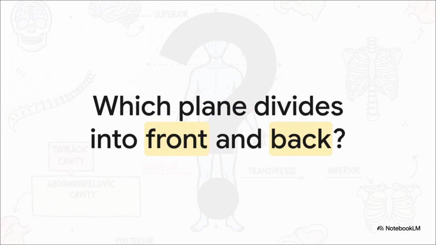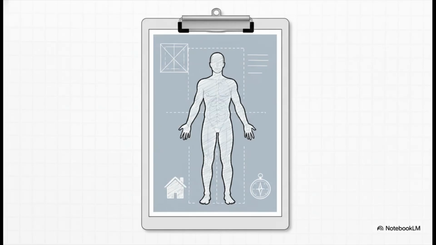Last question, you guys. Which plane divides the body into anterior, meaning front, and posterior, meaning back sections? Think of slicing off that front crust. Yes, it is the coronal plane. Fantastic work. Mastering these imaginary lines means you're going to be able to read pretty much any scan handed to you on the floors.